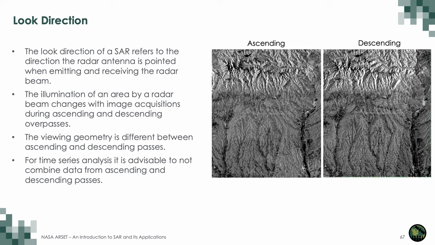And this figure is an image subset from Sentinel-1 over Romania. And you can see the differences between ascending and descending, especially in the areas where you have mountains and complex topography. So it is advisable that if you're doing time series analysis, to not combine data from ascending and descending passes.